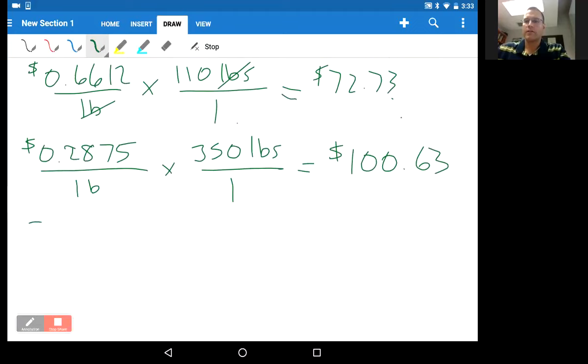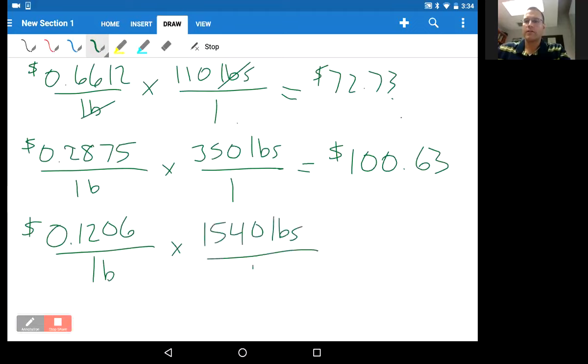Finally, we have Milo. So Milo is, we say, 12 cents per pound, and we have 1,540 pounds of Milo. Put that over one if I want, and you multiply those together, you get 185.72, rounded to the nearest full cent.